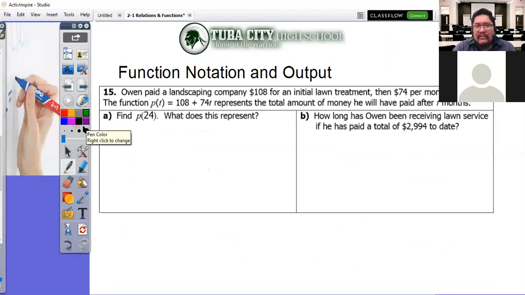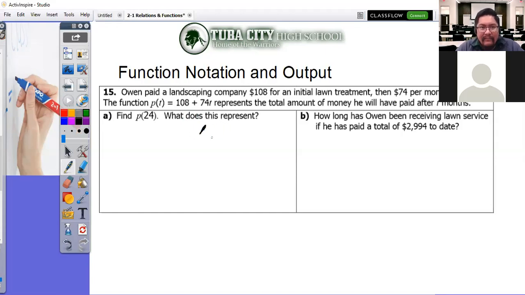Anyway. So Owen paid a landscaping company $108 for initial lawn treatment, then $74 per month thereafter. So it looks like we already have a function, P of t equals 108 plus 74t represents the total amount of money he will have paid after t number of months. So t is time in this case, time in months. So find P of 24.